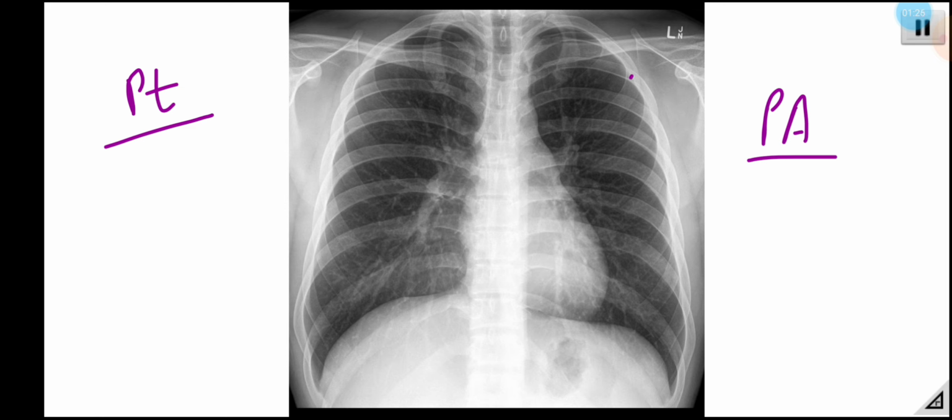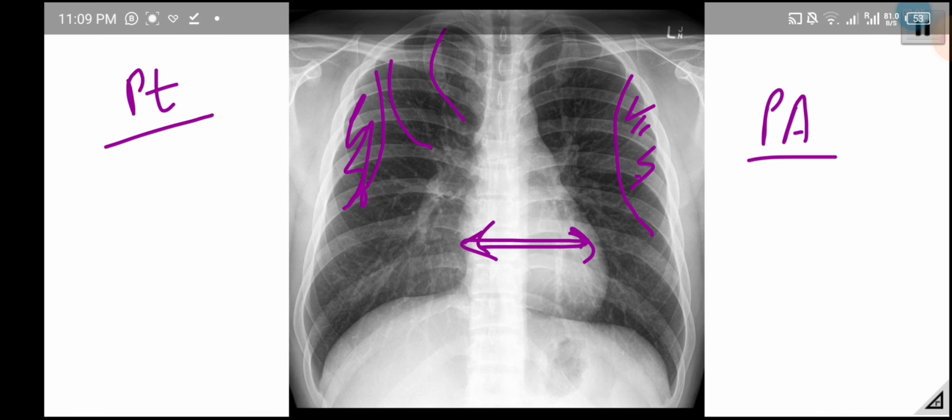In the PA view, as you can see, there are no scapular margins. This is a PA view chest x-ray, so there are no scapular margins. I'm going to show you in a while an AP view where there will be scapular margins. The second thing over here is the heart size, that looks normal in a PA view, as compared to the AP view where the heart would be magnified. That's why you cannot comment on the heart on an AP view x-ray.